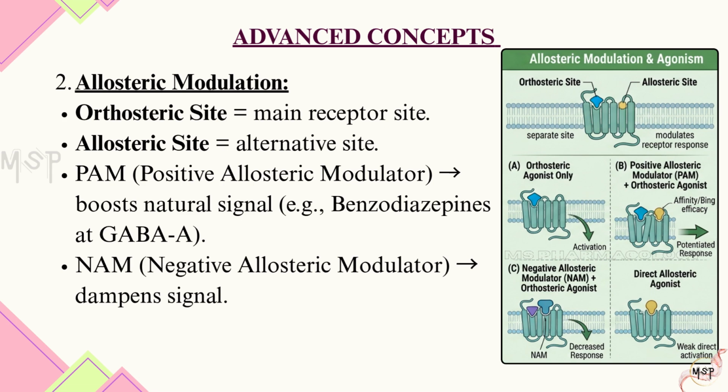Rather than activating the receptor themselves, they act as a volume booster, amplifying the signal when the body's own GABA arrives. Conversely, a NAM, negative allosteric modulator, acts as a muffler, weakening the signal even if the drug is bound. This gives us a dimmer switch instead of just a power button, allowing us to enhance the body's natural chemistry without taking over the steering wheel.